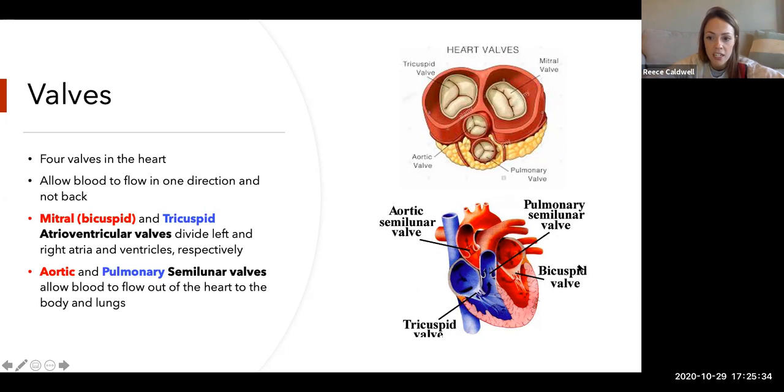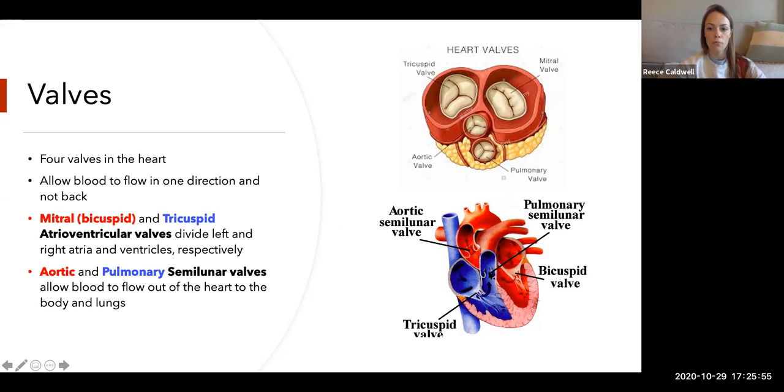So the tricuspid and the mitral, I will take bicuspid if you put that, but you'll want to say mitral valve. That's what the medical community calls it 99% of the time. So the tricuspid and the mitral are the atrioventricular valves. And then we have the aortic and the pulmonary semilunar valves.